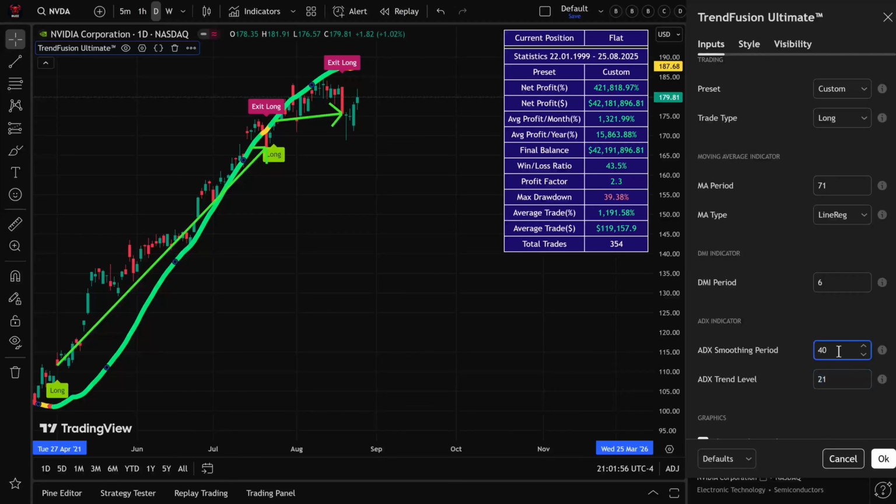So 421, 45. It did not change. So let's try to increase it. No, it's not increasing. So 421. So let's just decrease it. So we still have 421,000% profit. Okay, so 417. Okay, so for 39, it's giving us basically 421,000% profit over here.